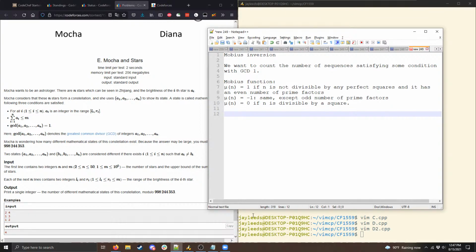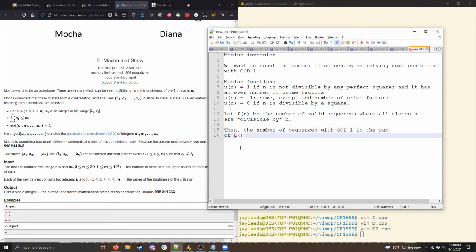But the reason that this is helpful is that then, let f(n) be the number of valid sequences where all elements are divisible by n. So now we don't need the GCD to be 1, we just need them to be divisible by n. Then the number of sequences with GCD 1 is the sum of mu(n) times f(n).